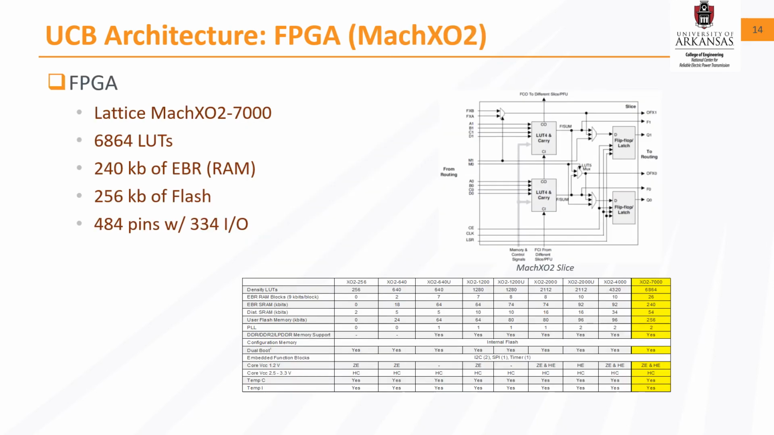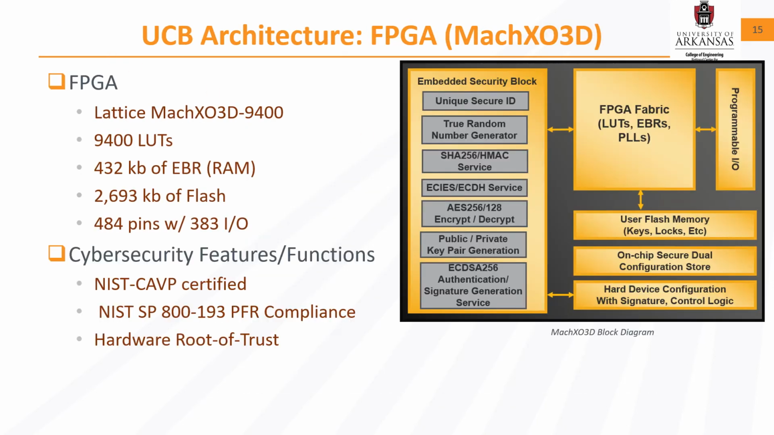For the FPGA, we were previously using the MachXO2, but are upgrading to the MachXO3D. It has additional RAM, and it also has more lookup tables and integrated cybersecurity features such as a true random number generator, AES encryption and decryption, and public-private key pair generation. We're hoping to use these resources to integrate the cryptographic algorithms into this unified controller board such that we can make all of our future projects related to controls and electric vehicles, grid devices, and other related subsystems more secure.